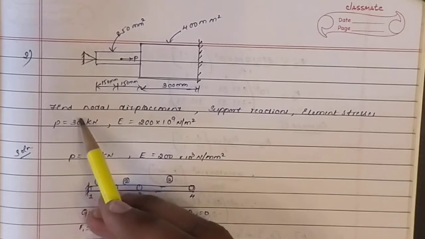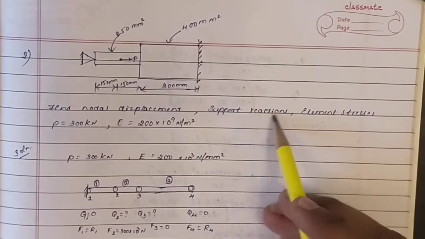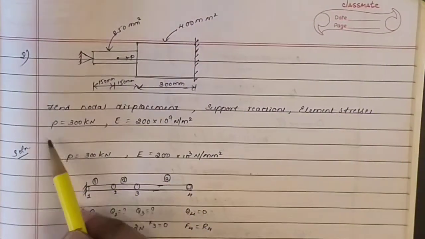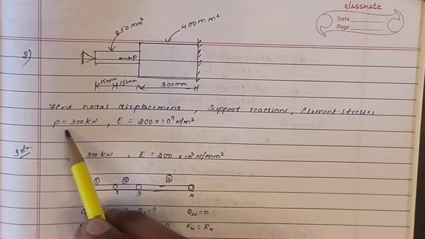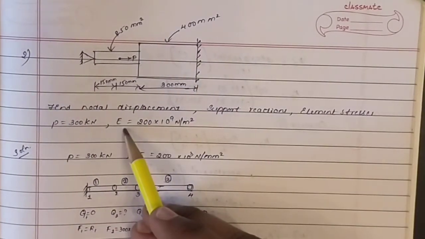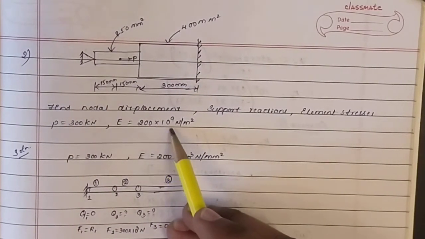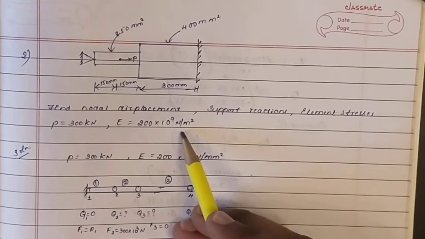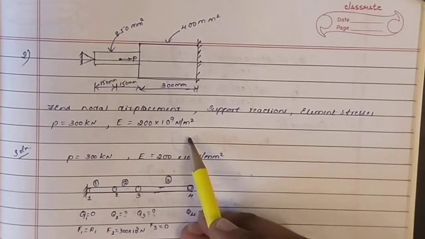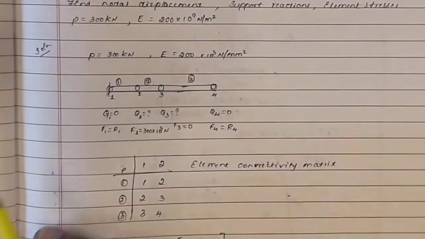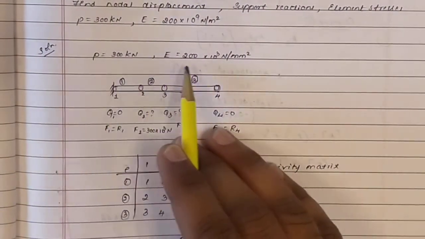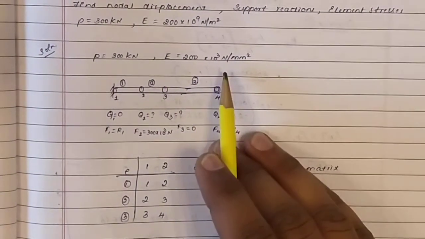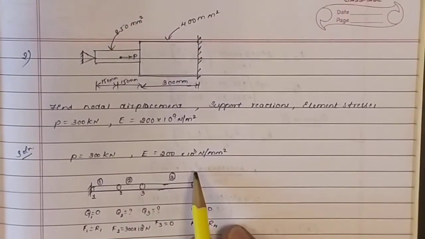The question is, find nodal displacement, support reactions, element stiffness given P is equal to 300 kilonewton, E is equal to Young's modulus 200 into 10 power 9 Newton per meter square. Okay, we'll move on to the problem. So P is equal to 300 kilonewton, E is equal to 200 into 10 power 3 Newton per mm square.